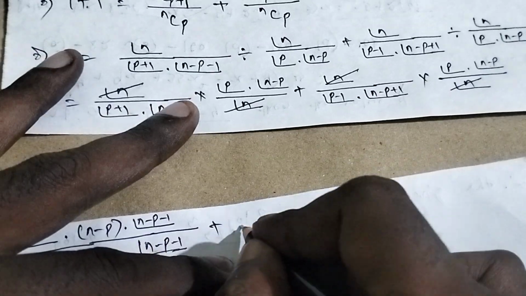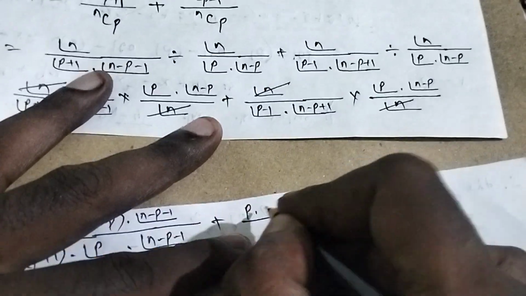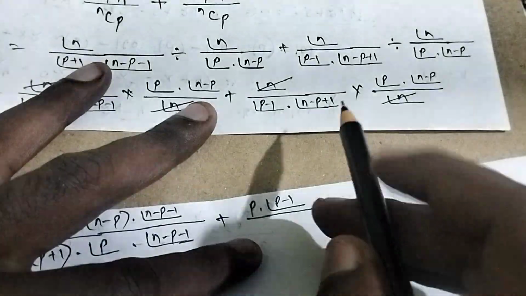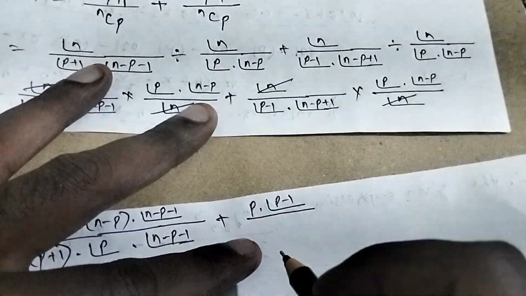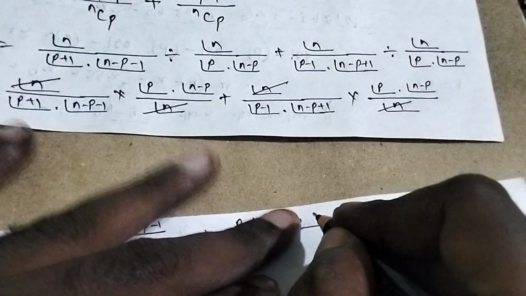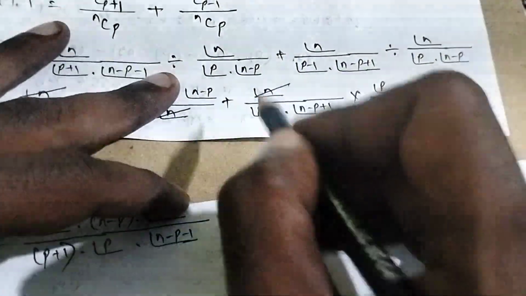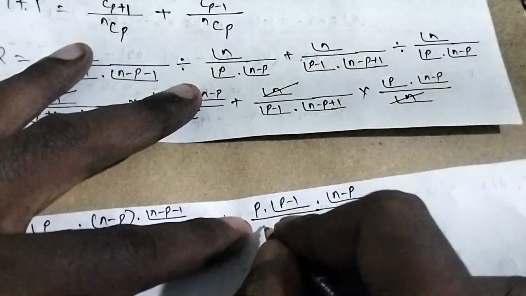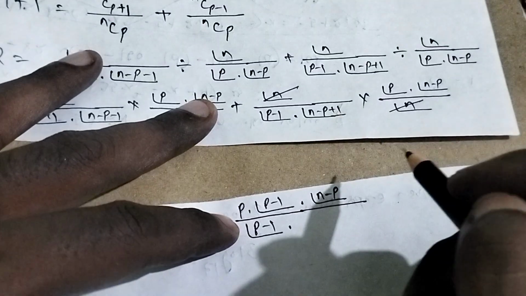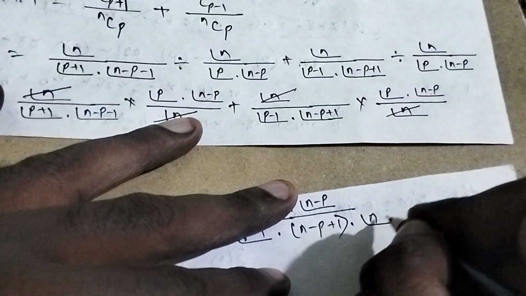Plus here also the same thing. p factorial can be written as p into (p-1) factorial. Then (n-p) factorial, I am writing it as it is. Now in the denominator we have (p-1) factorial, and (n-p+1) factorial can be written as (n-p+1) into (n-p) factorial.